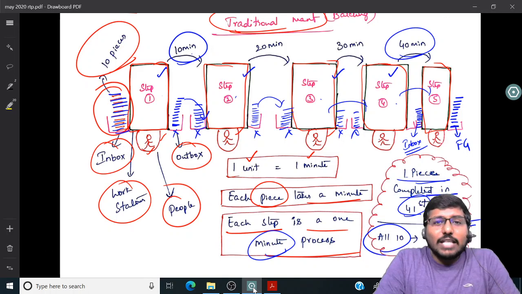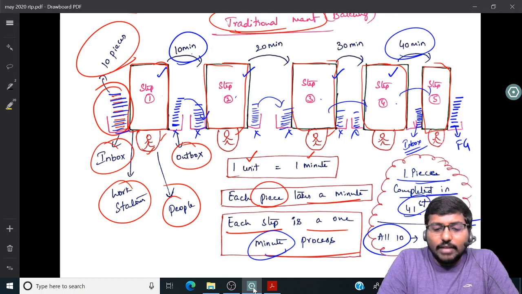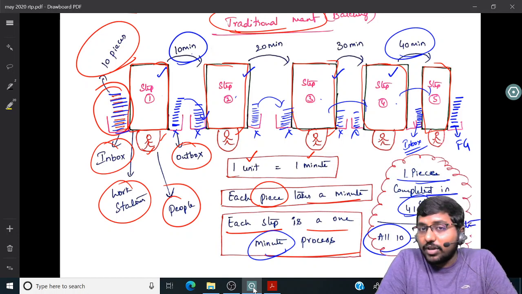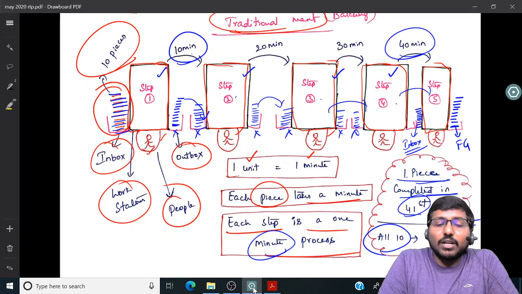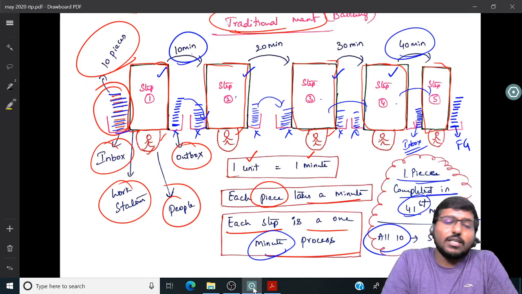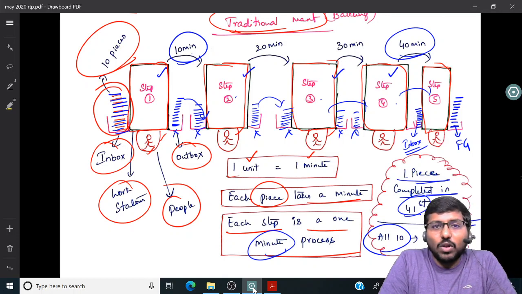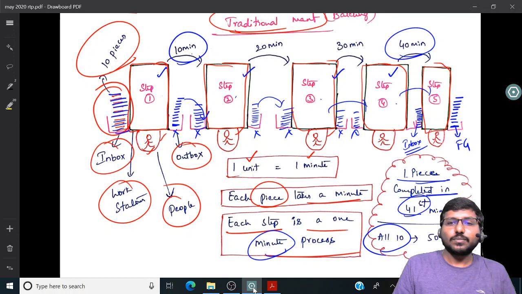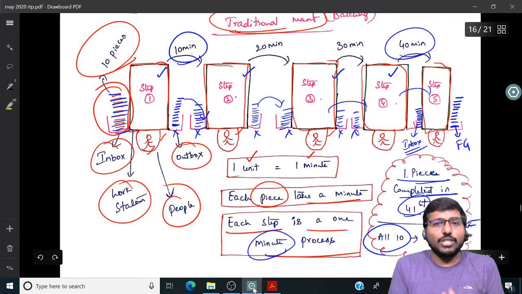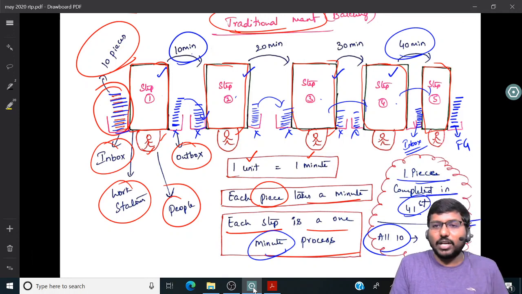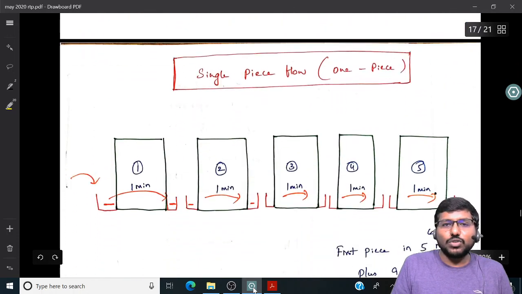Right. So as per traditional manufacturing, I'm gonna get the first finished good in 41st minute. So I need to wait for 41 minutes, and I'm gonna get all the remaining 10 in another 9 minutes. In the sense, it's gonna totally take me 50 minutes to get all my 10 units or 10 pieces of finished good, right? Okay, so this is your traditional manufacturing process, that is batching kind of system. Okay, right, now let's go for single piece flow.